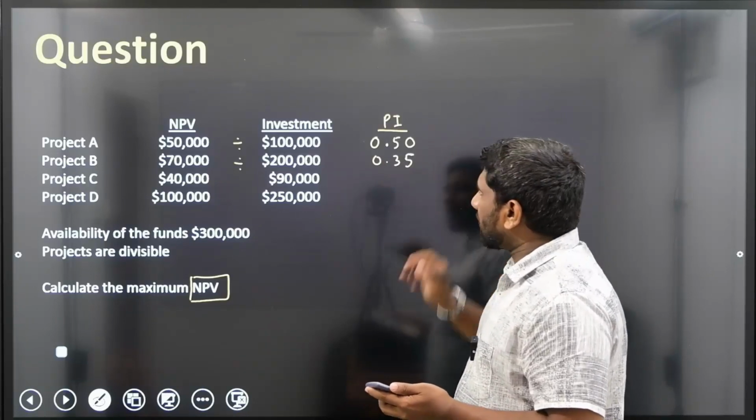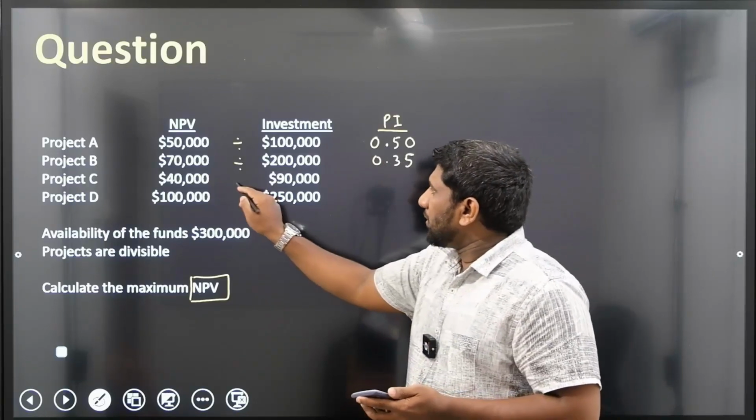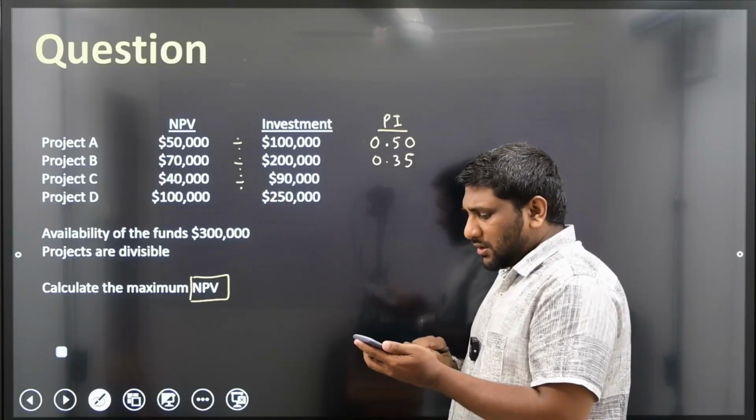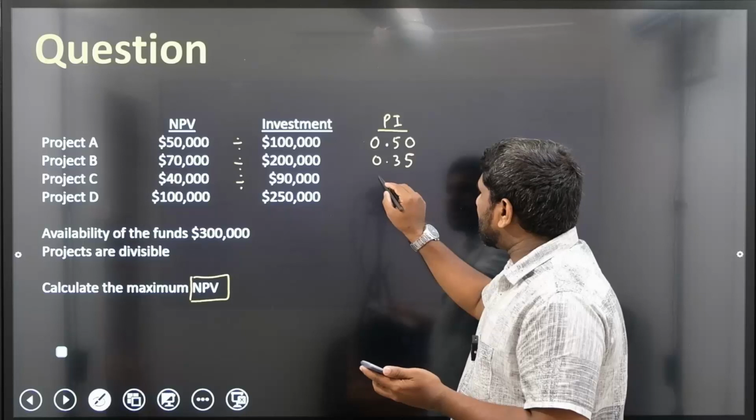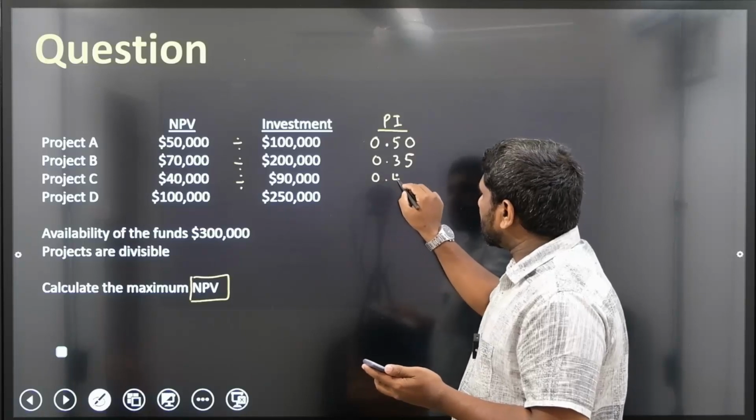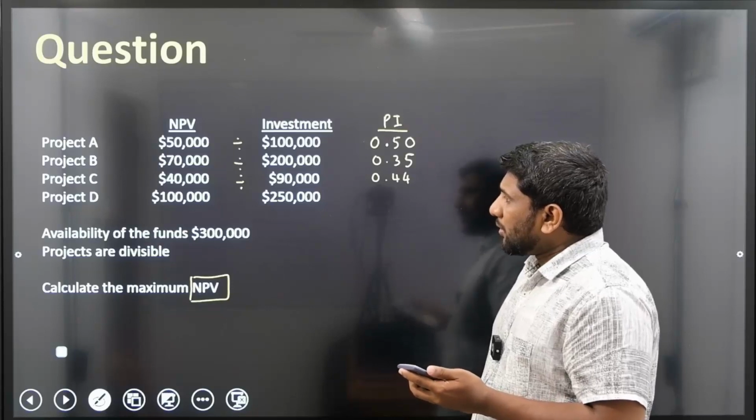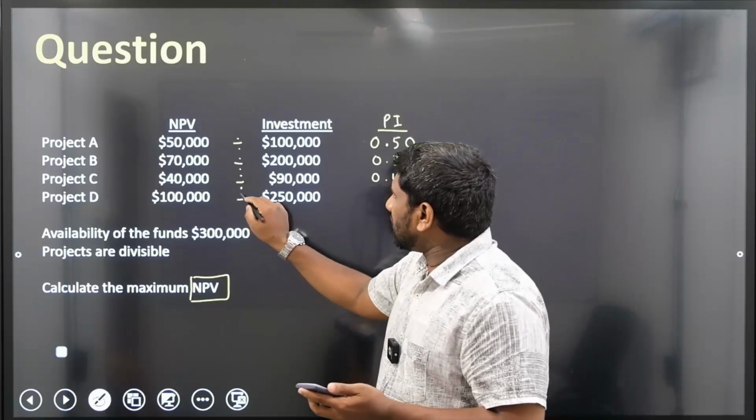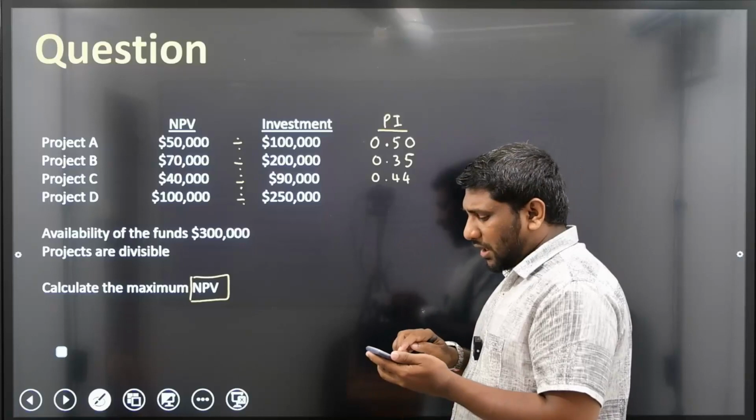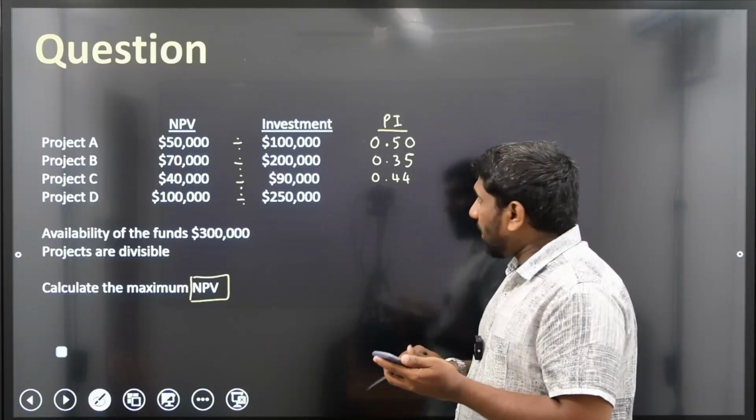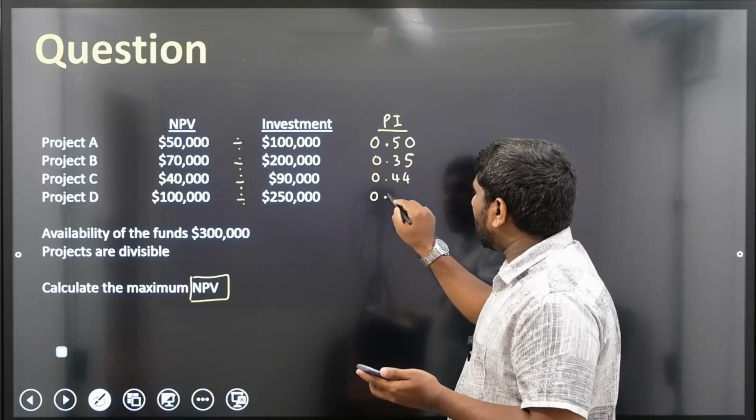Next one, project C, NPV is 40,000, investment is 90,000. Then the value that I am getting is 0.44. And the next one, project D, NPV is 100,000, investment is 250,000. So 100,000 divided from 250,000, I am getting a value of 0.40.